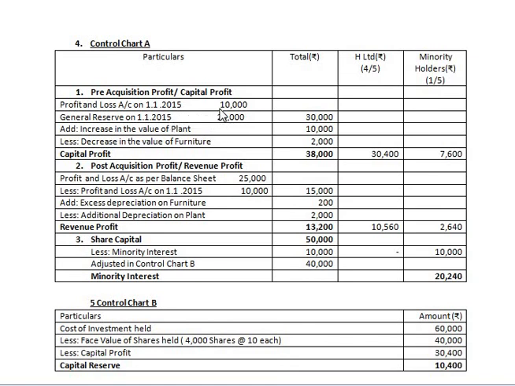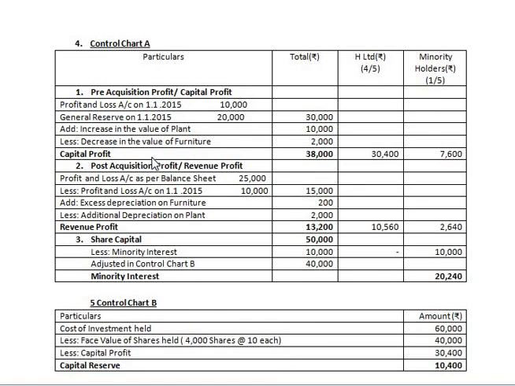So the total capital profit before adjustment of the increase or decrease in the value of plant and furniture is 30,000. Then you have to add the increase in the value of plant for rupees 10,000. Then you have to less the decrease in the value of furniture for rupees 2,000. So the total capital profit will be 38,000, and this will have to be shared in the ratio of 4:1 between the holding company and the minority holders. So the holding company will get 30,400 and the minority holders will get 7,600.